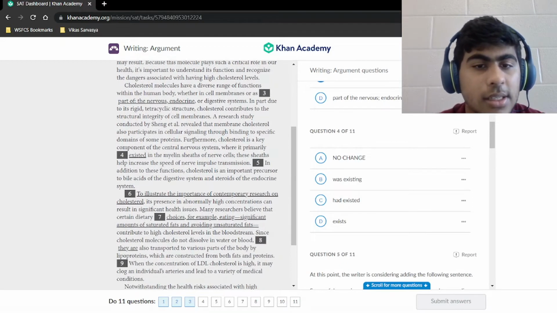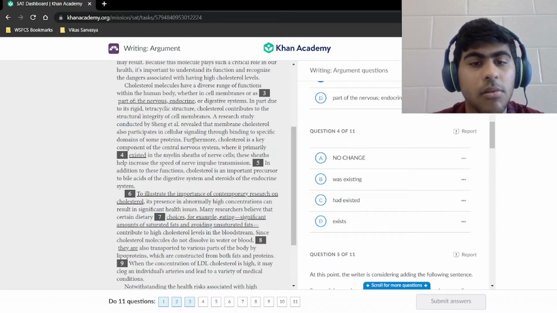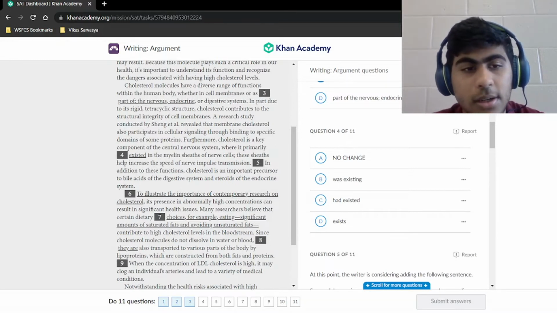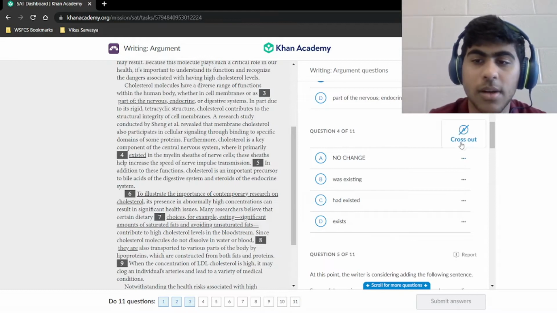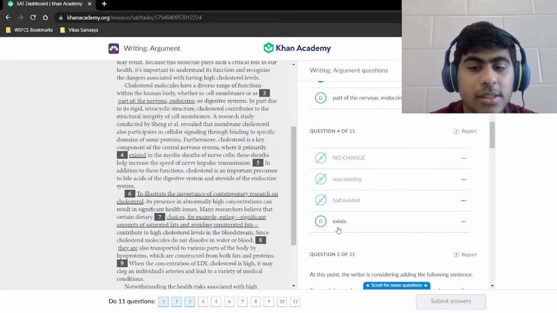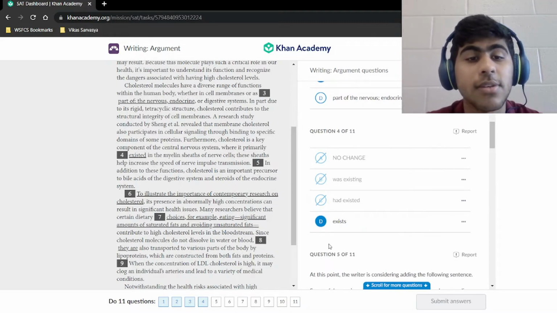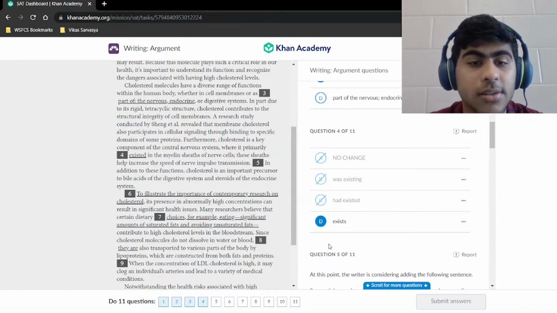Go on, and go down here. Furthermore, cholesterol is a key component of the central nervous system, where it primarily existed in the myelin sheaths of nerve cells. These sheaths help increase the speed of nerve impulse transmission. Oh, it's existing in the present, right? Not in the past. So existed is wrong. Was existing and had existed are also past tense. So these are wrong. And we have then the present tense version, exists. Furthermore, cholesterol is a key component of the central nervous system, where it primarily exists in the myelin sheaths of nerve cells. That seems to work.